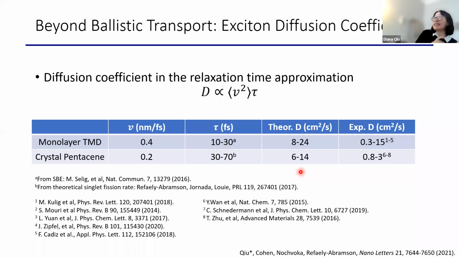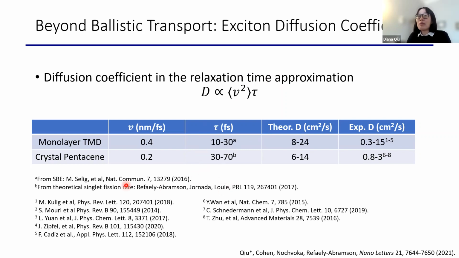So now how can we connect this picture of exciton transport in the quasi-ballistic regime with the diffusive regime? Just as a very simple back of the envelope calculation, we know that the diffusion coefficient is related, through the Boltzmann transport equation in the relaxation time approximation, to the velocity squared times the relaxation time. We can get the velocity from our exciton band structures, and then we can take some order of magnitude estimates for the relaxation time from the literature.